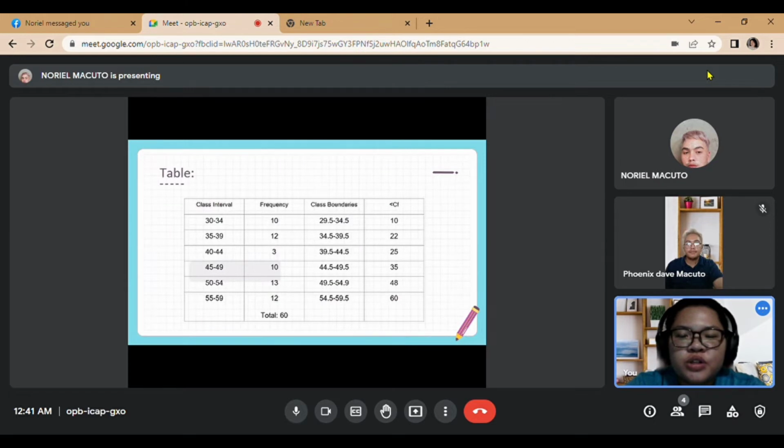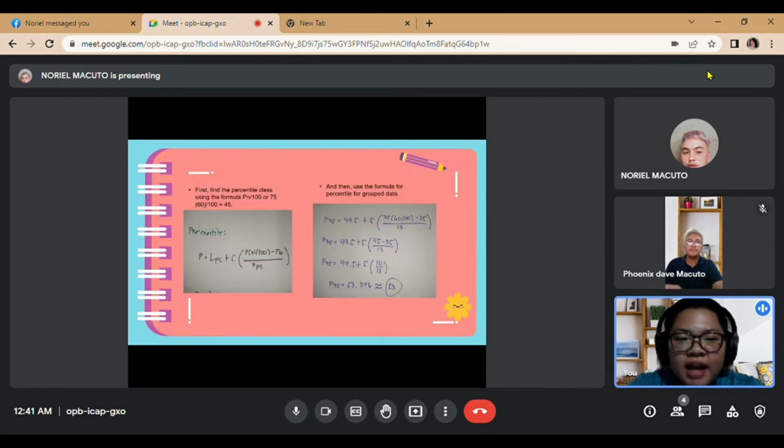Here is the table showing the scores of the students from their preliminary examination. To get the percentile, we need to use the formula Pn over 100, or 75 times 60 over 100 equals 45. Then find which range in the less than cumulative frequency 45 falls in. So here is the formula for percentile: lower class boundary of percentile class plus class size times percentile times n over 100 minus less than cumulative frequency, over frequency of percentile.